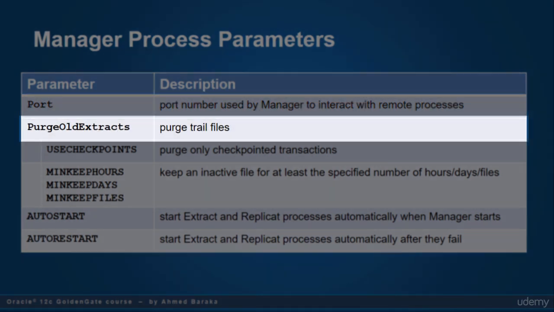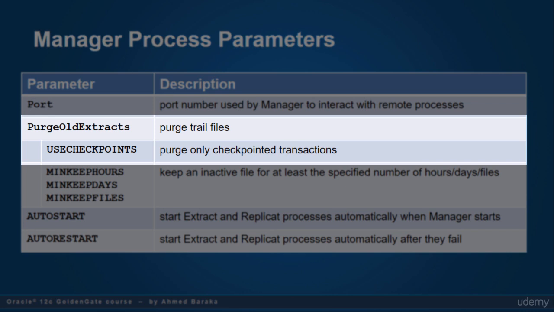Purge old extracts parameter is used to purge trail files when Oracle Golden Gate has finished processing them. Without using this parameter, no purging is performed, and the trail files continue consuming the disk space. You can add some keywords with the purge old extracts parameter. Those keywords are called rules, and they control how the purging should be performed. Use checkpoints is one of those rules, and when it is used, only checkpointed transactions are purged. If any transaction is not checkpointed, it will stay in its location untouched.